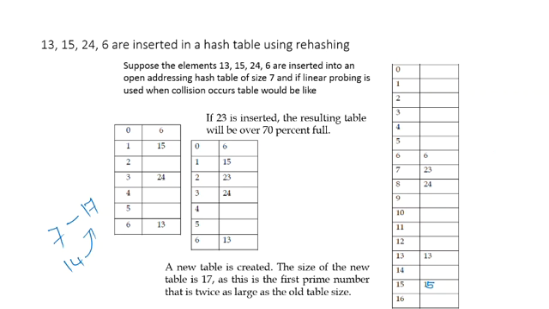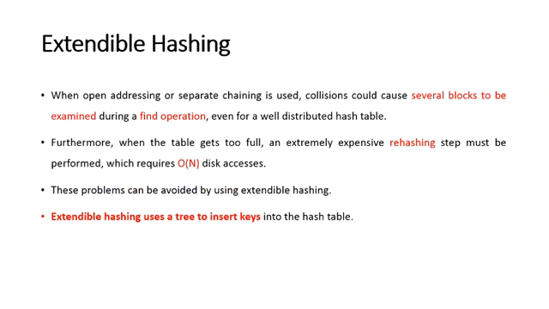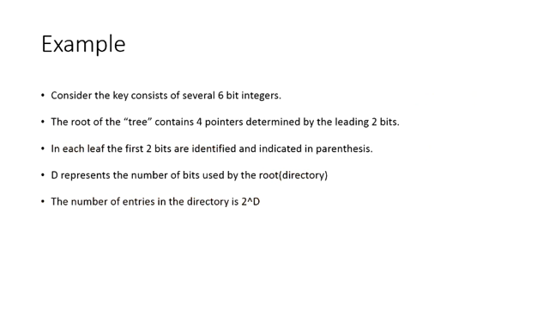Next, there is another way of doing hashing, which is extendable hashing. That is, we do it like external sorting, where we do the rehashing with extendable hashing. Here we'll be using a tree-like structure, and each block will hold a set of elements. So consider a key that consists of 6-bit integers, and the root can contain 4 pointers that hold the first 2 bits of each number.